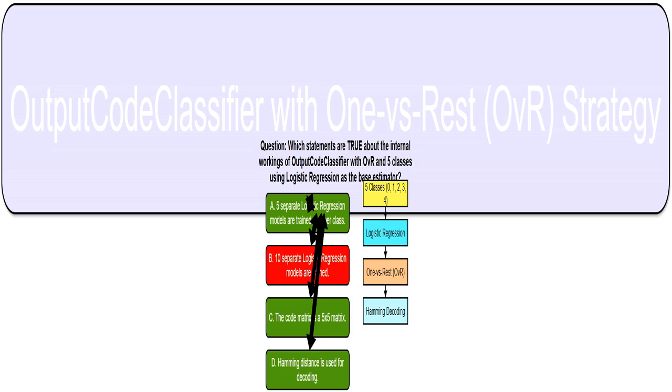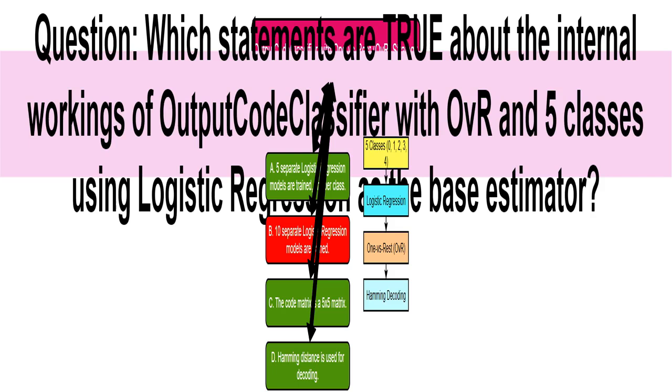This is the central question of the quiz. It sets the stage for evaluating the various statements about the output code classifier's behavior. In the specified scenario, it asks us to consider the number of models trained, the structure of the code matrix, and the decoding mechanism. Statement A presents a hypothesis about the number of models trained by the output code classifier.